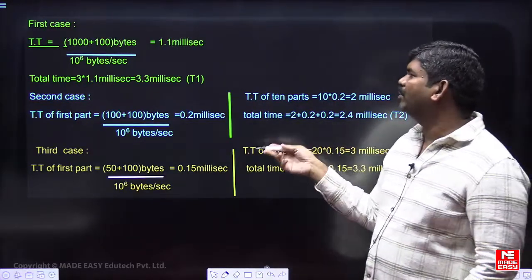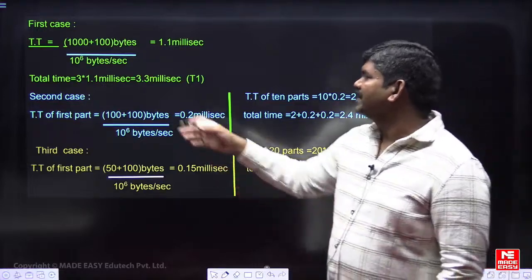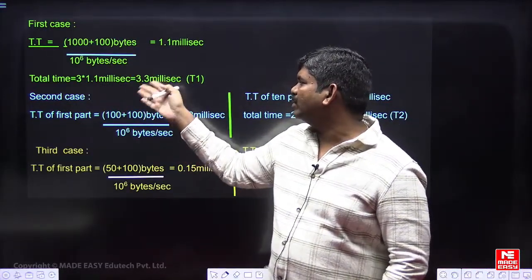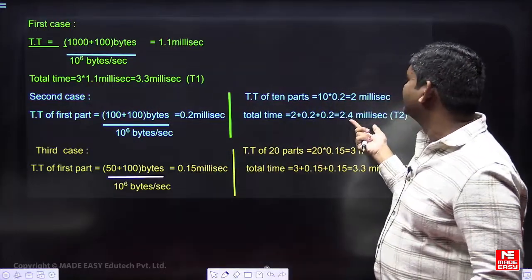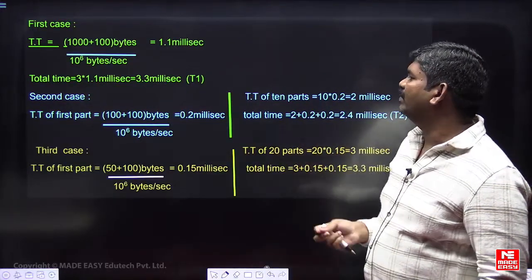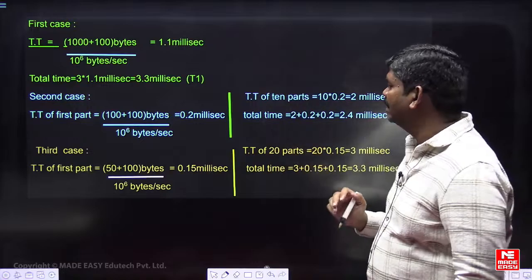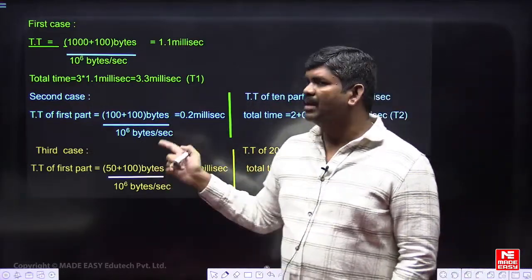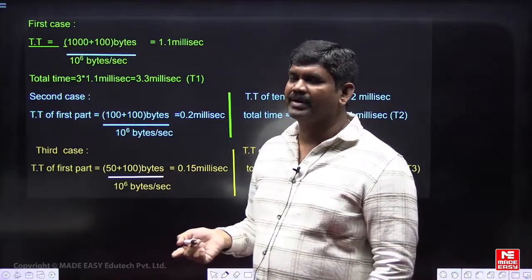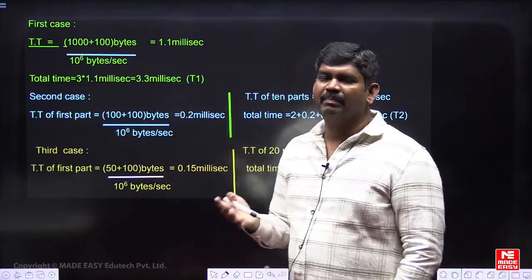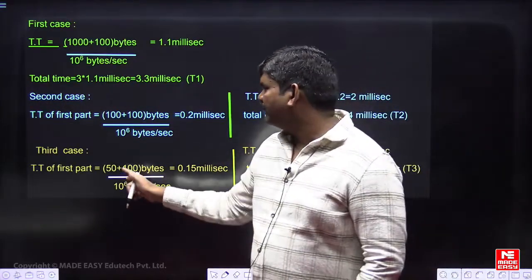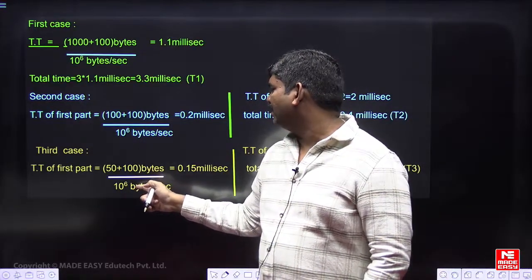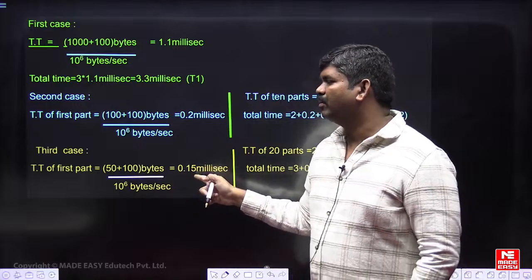This gives one important message: instead of sending a complete message, if you divide into packets and transmit, it occupies a lesser amount of time, as we can get from this particular question. It is not always the case, but in this one case you got it. Now you see the third case, where the file is divided into 20 equal parts. When 1000 bytes is divided into 20 equal parts, each part will be 50, plus header 100 bytes, so it is 150 by 10^6. For sending each part it is 0.15.